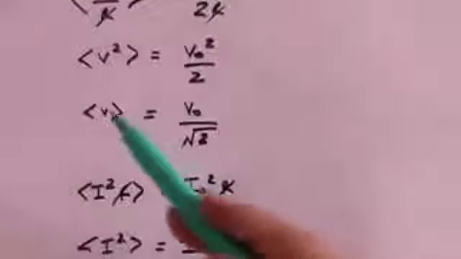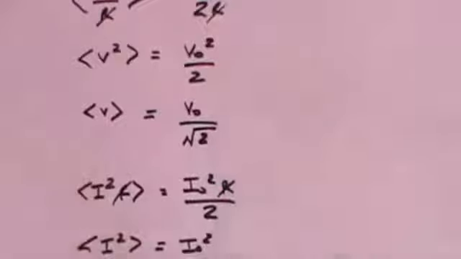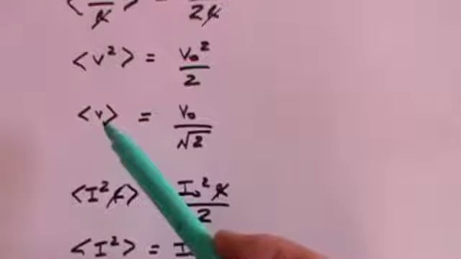What does this actually mean? Well, let's take this formula here. The average voltage is the maximum voltage divided by the square root of 2. What that means is that in the UK, the plug in the wall that you get your electricity from is said to be 230 volts. What that means is that's the average voltage that you're getting.